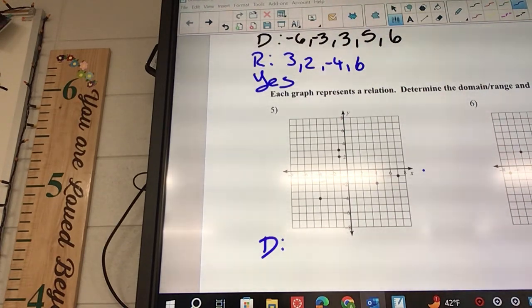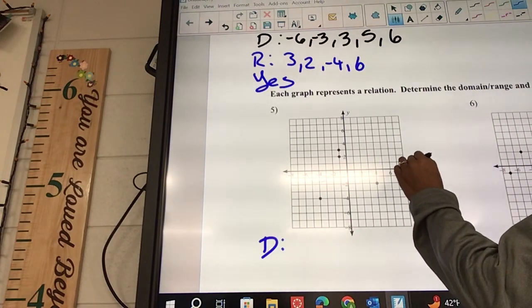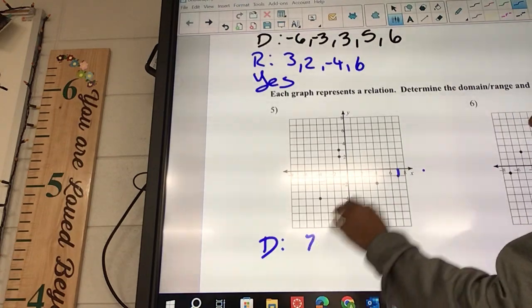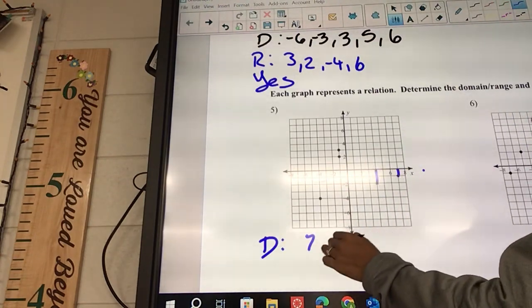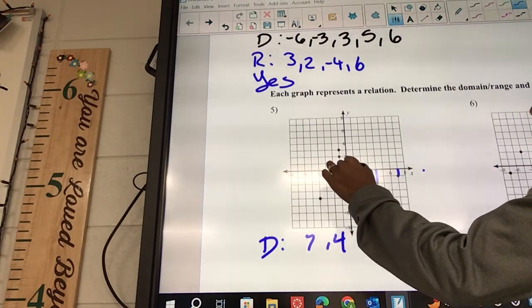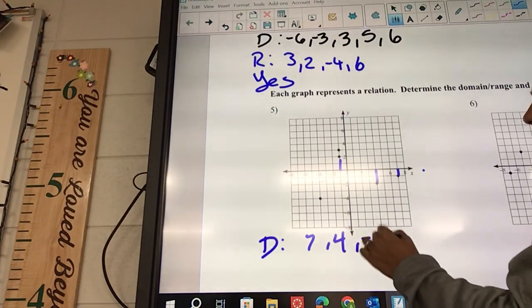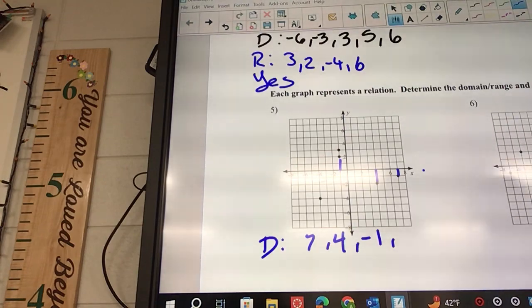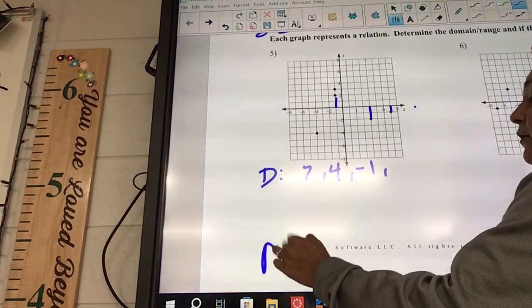Okay, so we follow this x line, so anything that goes up and down off this x line, so 7 is going to be 1, 4 is going to be 1, -1, and there's 2 there. Because there's 2 there, this one is definitely going to be not a function.